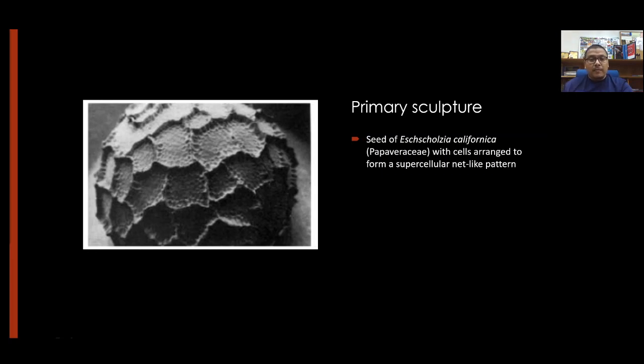For instance, in Papaveraceae, the seed coat cells by a particular arrangement form a reticulate supercellular pattern like this. This is a family character, so you can use this arrangement of cells to categorize the family. There is also a specific distribution of long and short cells over the veins in the family Poaceae.